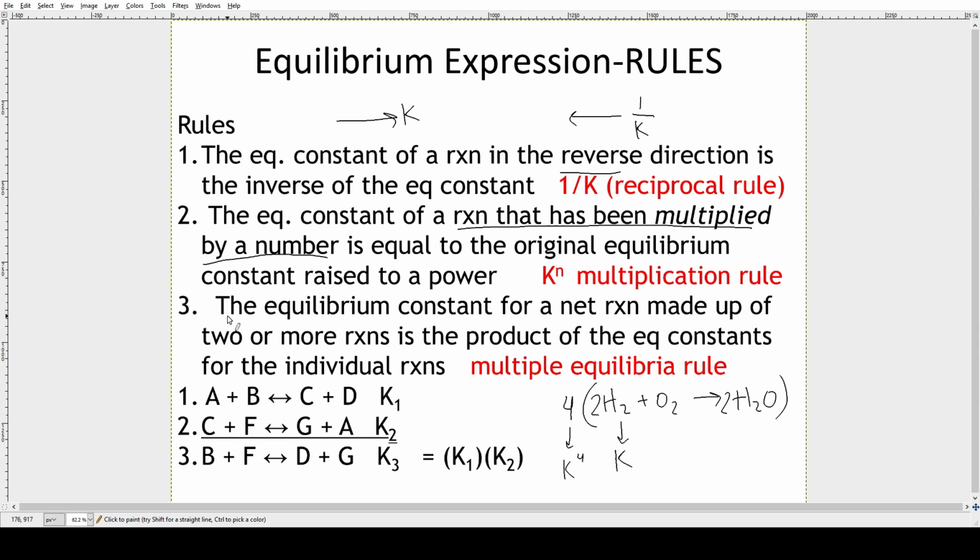Third rule, the equilibrium constant for a net reaction made up of 2 or more reactions is the product of the equilibrium constants for the individual reactions. That's what this is showing us. So if I add together equation 1 and equation 2, I should really get another color going on in here. How about blue? Blue is nice. Okay, look for the intermediates. Yes, that word is coming back. Cross out your intermediates.